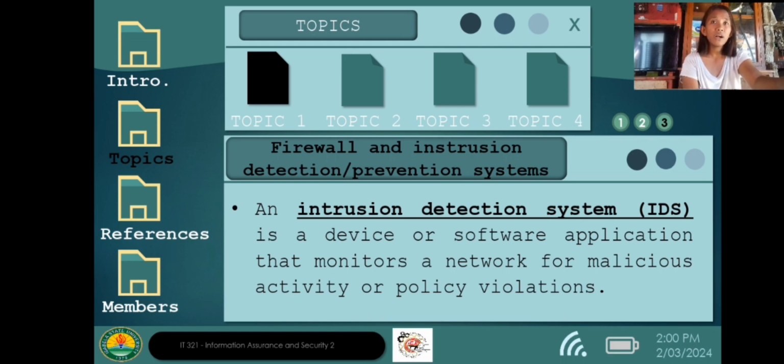The next after firewall is the intrusion detection system. An intrusion detection system, or IDS, is a device or software application that monitors a network for malicious activity or policy violations. The difference between an intrusion detection prevention system and a firewall is that IDS can identify malicious attacks such as malware and distributed denial of service attacks, and then alert the security team.